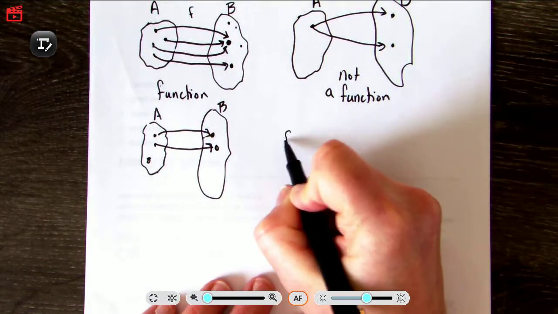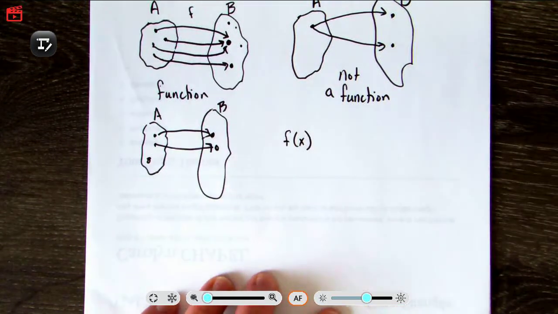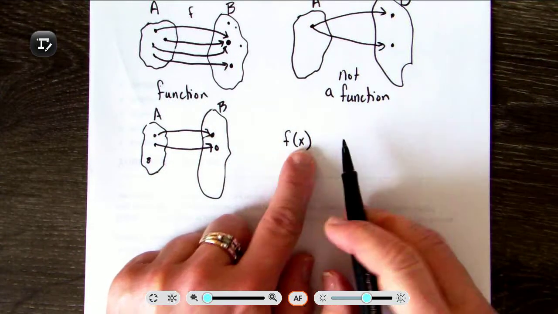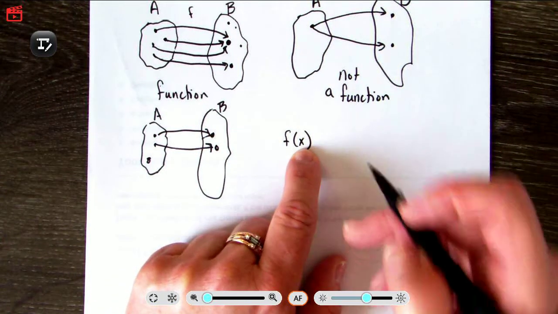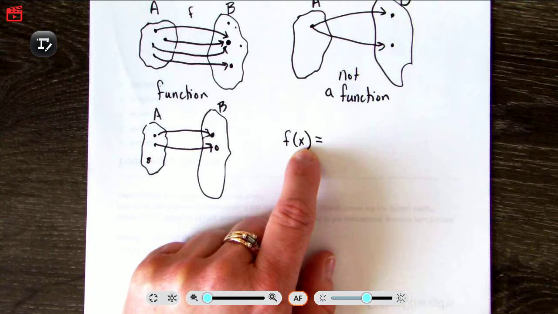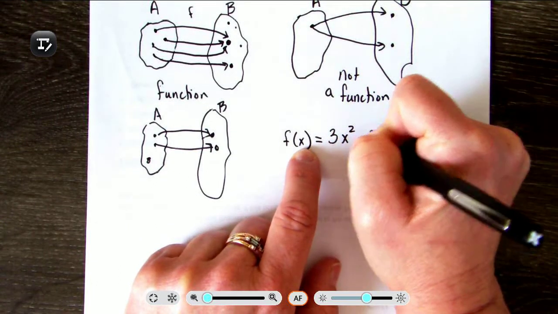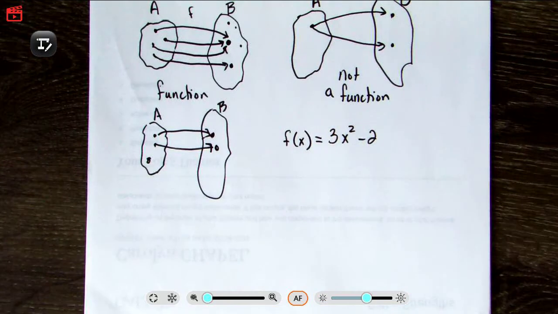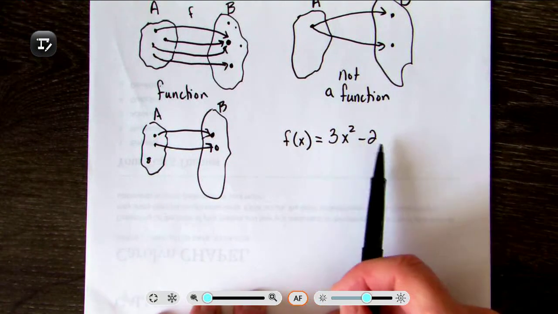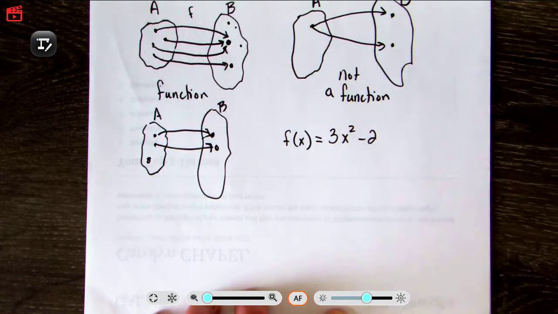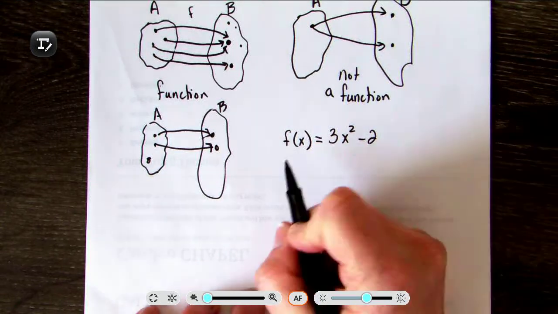So let's look at a function. So here's a function. f is the name of the function. It works on a variable, and what it's going to do is take that variable, square it, multiply it by 3, and then subtract 2. So this is the rule on how we take a value and map it to something else.